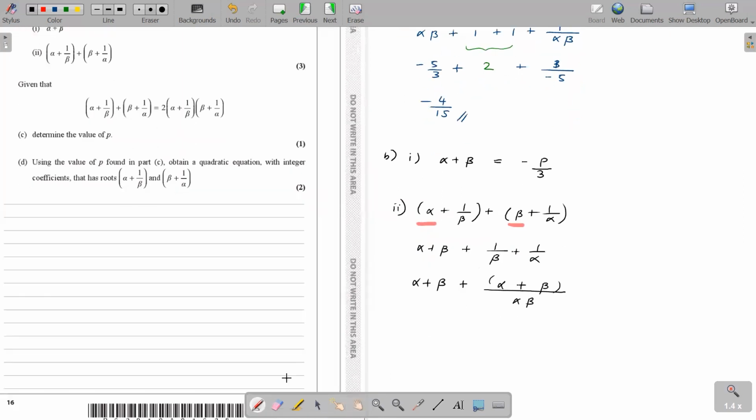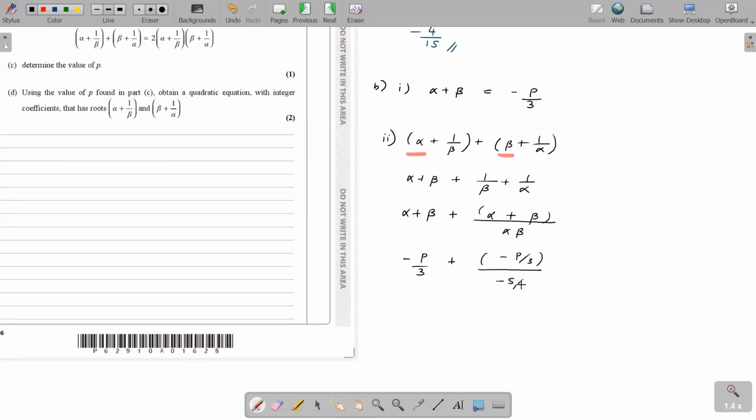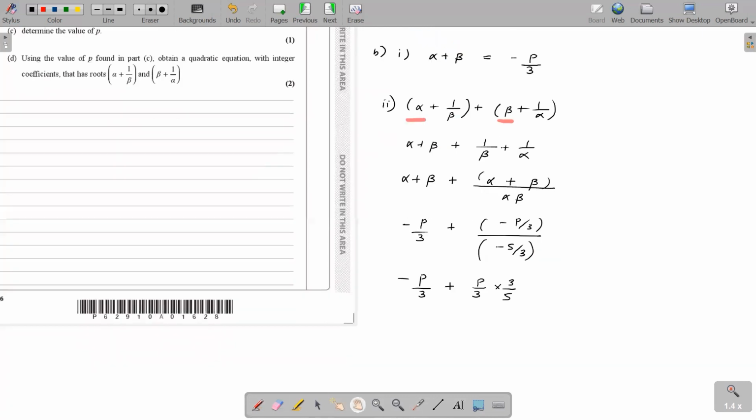Let's substitute. Alpha plus beta is minus P over 3. Are you with me? Again, alpha plus beta is minus P over 3. Divide by alpha beta, which is minus 5 over 3. Simplify minus P over 3. Then here minus divided by minus is a plus. And here you get P over 3 into 3 over 5. Are you with me? This 3 goes on top. Actually, the 3 to 3 will cancel out. You could do it immediately without going through the extra steps here. So I am writing a few extra steps here.